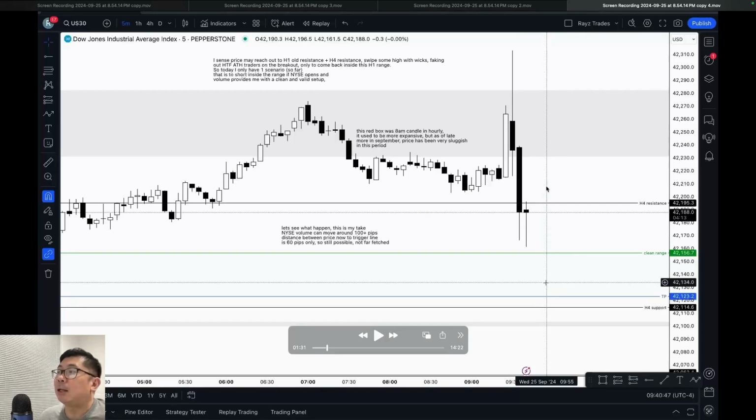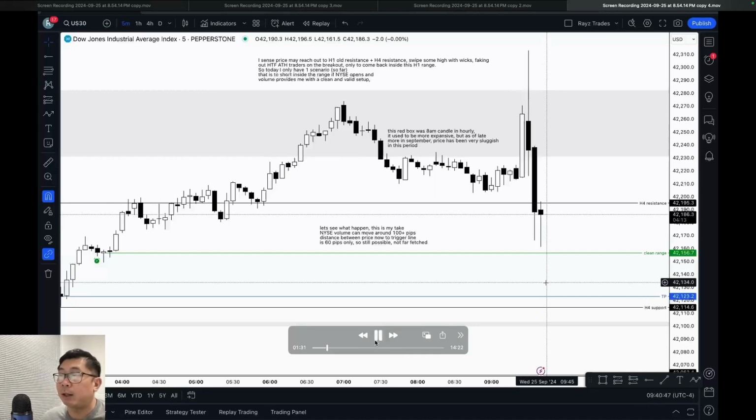Because if it doesn't, when price breaks that clean range, the distance between my stop loss and my entry is too far. Okay, I don't want to take it. I don't always take 1 to 1. Sometimes if it's like 0.9 or 0.85, 0.7, if it's really, really high probability, I will take it anyway, okay? Because I'm scalping. I'm a scalper.